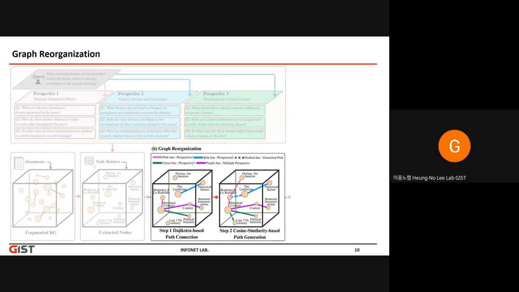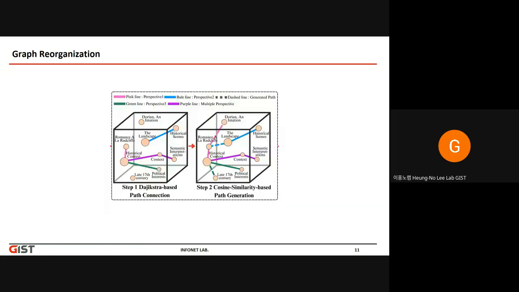This fragmentation is more than just scattered evidence. It directly undermines the core strength of graph-based RAG, which is multi-hop reasoning over a connected chain of evidence. When the information flow is already broken at the retrieval stage, the generation stage struggles to maintain a coherent reasoning path. To address this, ReGraphRAG reorganizes the fragmented subgraphs into a single connected graph structure.